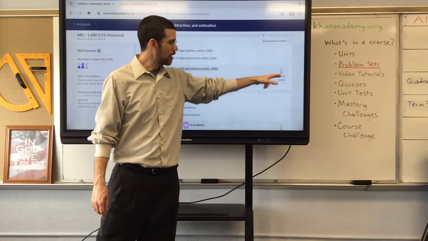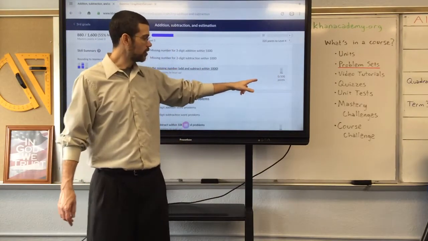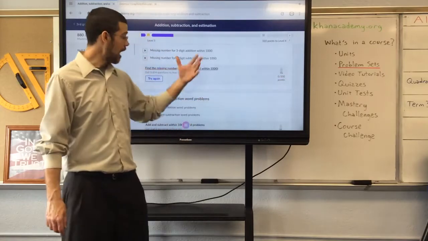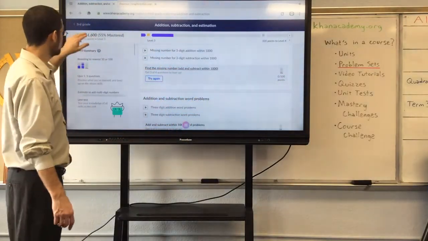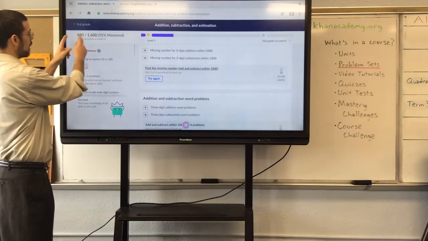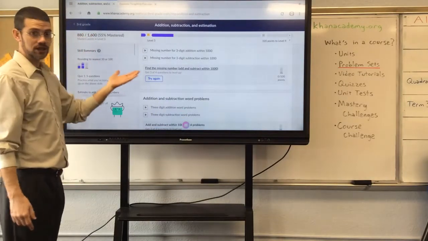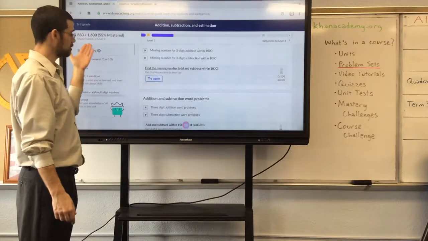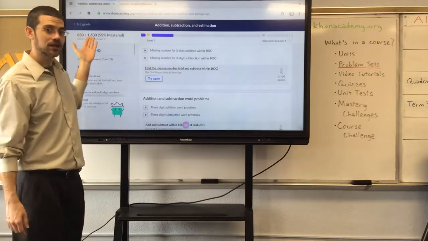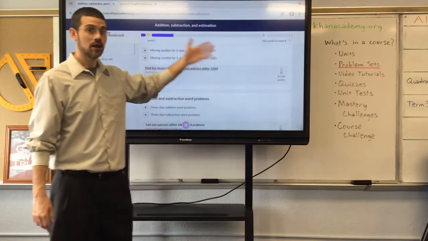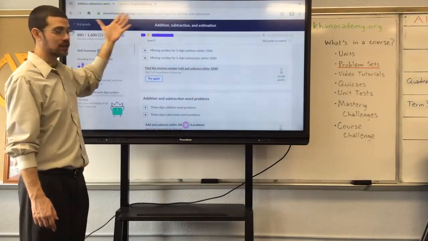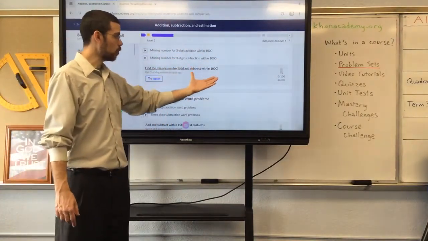Notice that my mastery points over here are 0 out of 100. Every skill is worth 100 mastery points. So you can see in the unit, I've got 880 out of 1,600 possible mastery points. Since there are 1,600 possible mastery points and every one is worth 100, that means I've got 16 skills in this unit. Here's one of them.